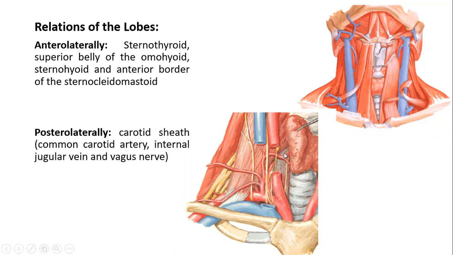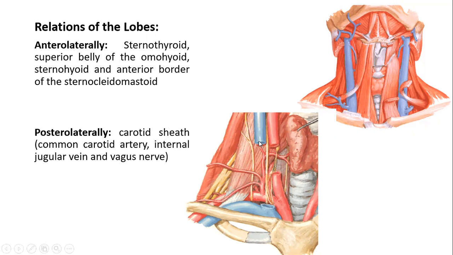If you see here, there will be a carotid sheath containing the common carotid artery. This is the common carotid artery. Then the internal jugular vein. This is the internal jugular vein, as well as the vagus nerve. All these are together in a sheath. The sheath has been removed so that you can appreciate the different structures. One is the common carotid artery, then the internal jugular vein, as well as the vagus nerve.